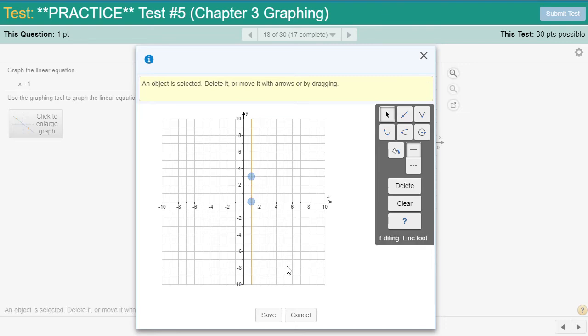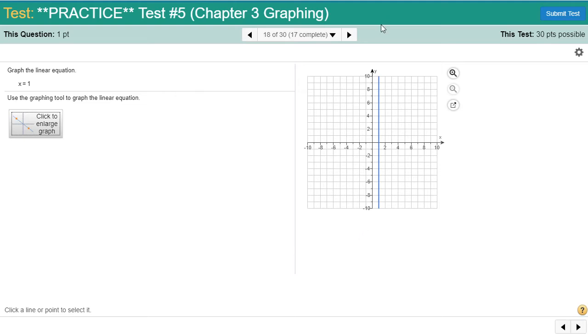So we have a line that's locked in, so I'm going to save it, and you can see now that the 2 points that we chose disappeared. We just have a blue vertical line going through the x-axis at positive 1, which is exactly what we want. All right, let's go ahead and again advance to question 19 because this is very similar.